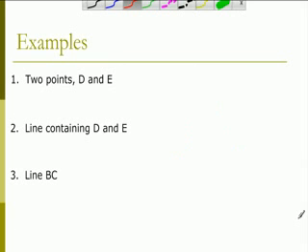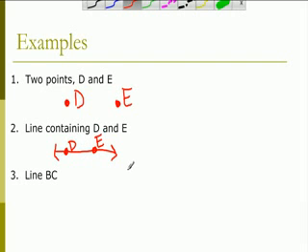So if we have these examples, 2 points D and E. To make 2 points, if you were asked to draw 2 points D and E, you would just draw a point, label it capital D, draw another point, label it capital E. Those are 2 points D and E. A line containing D and E. Well, we would just draw a line and make sure that D and E are on our line. Line BC. That's the symbol for line, a line with 2 arrows on the end, and then BC.